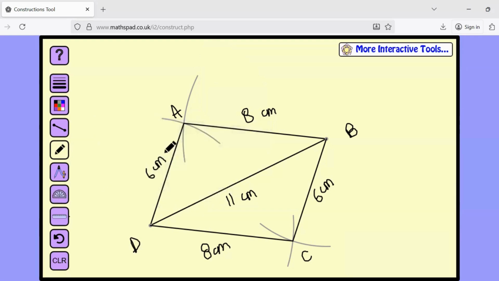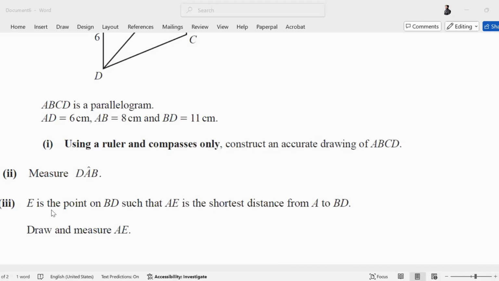If it is a paper 2, you can use the cosine rule to check whether your angle is correct or not, or how accurate it is. This is 101 degrees. Is this clear? Third, E is the point on BD, such that AE is the shortest distance from A to BD. Shortest distance meaning that it is a, what kind of line is it? It is a perpendicular line.